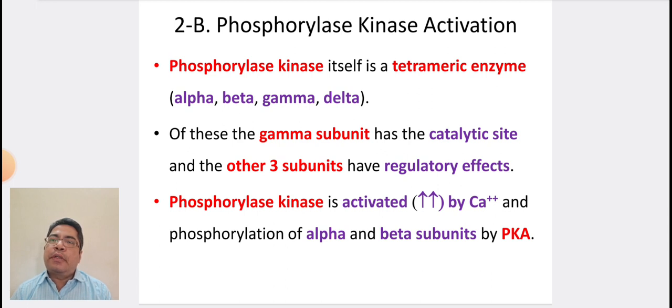Coming to the next point, phosphorylase kinase activation. Phosphorylase kinase itself is a tetrameric enzyme, that is, it has alpha, beta, gamma, and delta subunits. Of these, the gamma subunit has the catalytic site, and the other three subunits have a regulatory effect. The phosphorylase kinase is activated by calcium and phosphorylation of alpha and beta subunits by protein kinase A.